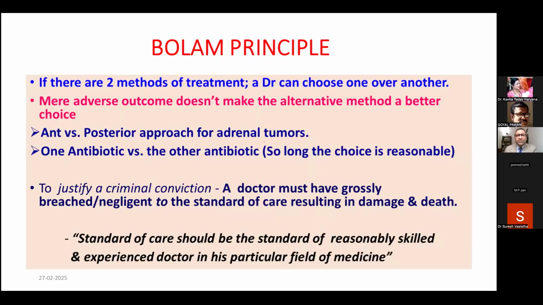Then one very important law used all over the world is Bolam's principle, since the 1950s. It says that if there are two methods of treatment, a doctor can choose one over another. A mere adverse outcome doesn't make the alternative method a better choice. For example, anterior versus posterior approach for adenoidal tumors, or one antibiotic versus another antibiotic, so long as the choice is reasonable. And to justify a criminal conviction, a doctor must have grossly breached or been negligent to the standard of care, resulting in damage and death. And what is the standard of care?